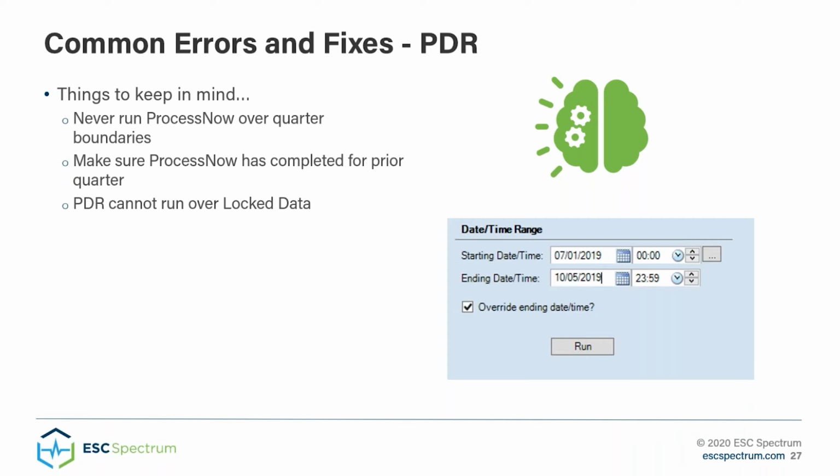And then another reason you might see PDR failing is because if you're having to go run ProcessNow back over previous data, previous quarters, and you actually lock that data, it's possible ProcessNow will fail, and you actually have to go and unlock that data before you can proceed. So just some things to think about when manually running ProcessNow, and when you see that specific error on the parameter daily record. So just a disclaimer: don't run over the quarter boundary.